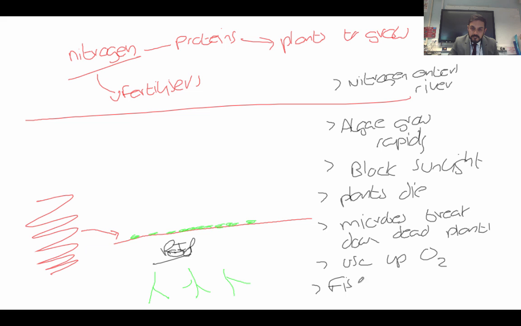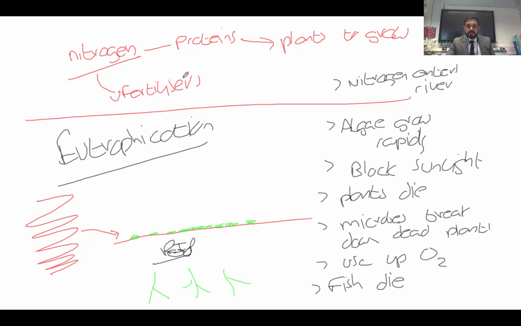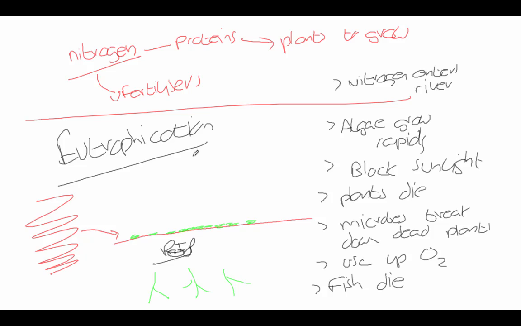It's one of the negative things associated with putting nitrogen on farms, that sometimes it spills into rivers, and this whole process is called eutrophication. Okay, so we know nitrogen is put onto farms, which helps plants to grow, in the form of fertilizers, and if that ever spills in, the algae grow like crazy. They block all the light. What then happens is your microbes break down the plants. They use all the O2, and then finally your fish die. That's called eutrophication. Okay, classification.